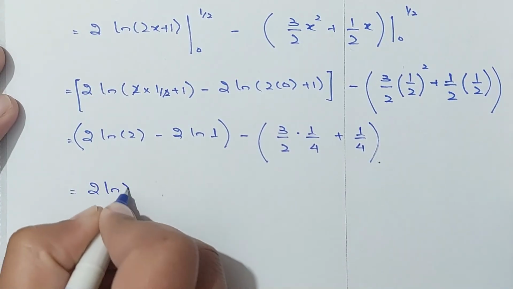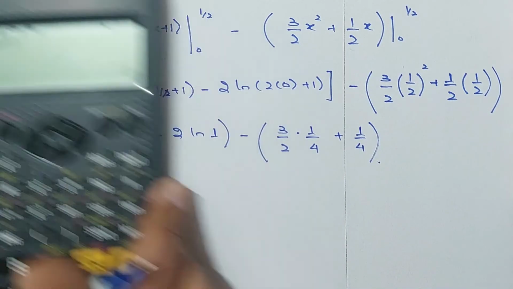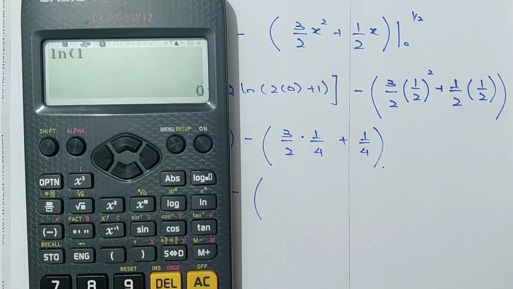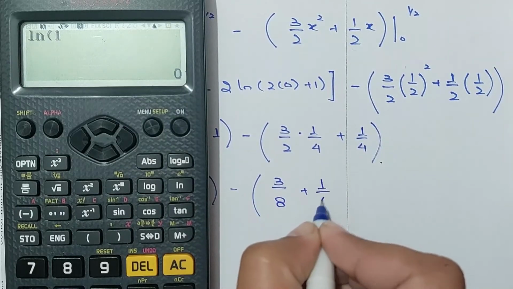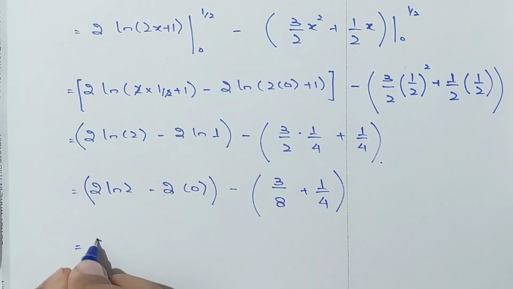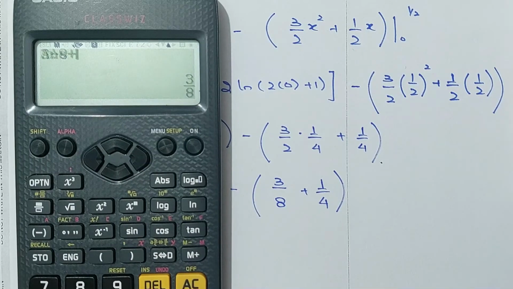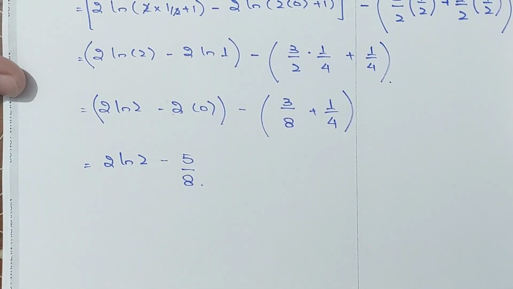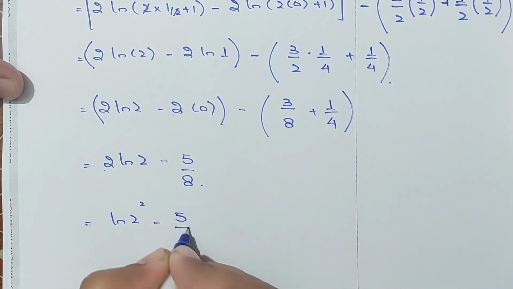This is 2 ln 2 minus 2. What is ln 1? ln 1 is 0. Minus, okay, 3 times 1 is 3, 2 times 4 is 8, plus 1/4. This is 2 ln 2 minus 0, 3/8 add 1/4, 5/8, minus 5/8. Or we can say, shifting the power, ln of 2 with power 2, minus 5/8.